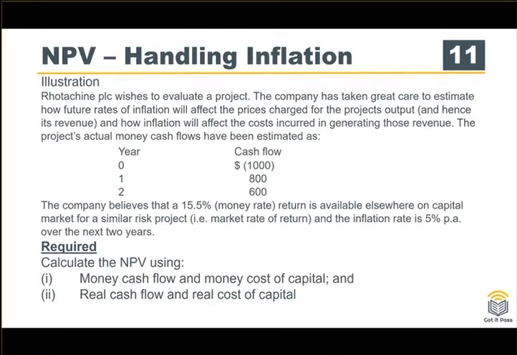Okay, that is an illustration asking the students to calculate the NPV based on the money cash flow and money cost of capital, or the NPV using real cash flow and real cost of capital. So you have the time to read it through. You can pause now, and then you can play back when you finish the reading.